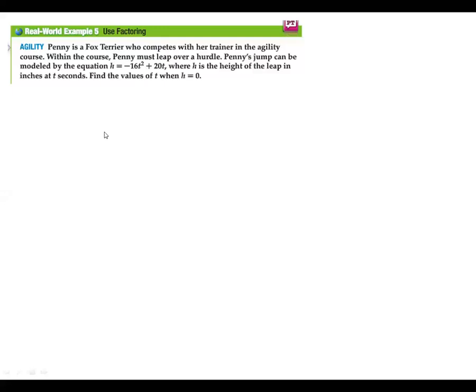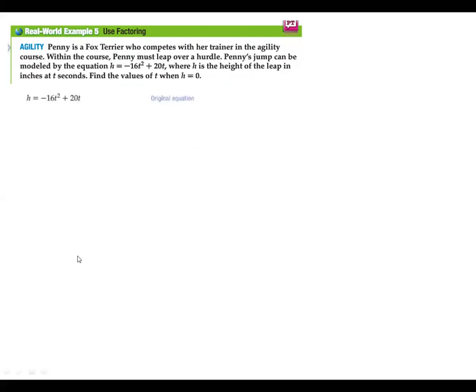All right. So Penny is a fox terrier who competes with her trainer in the agility course. Within the course, Penny must leap over a hurdle. Penny's jump can be modeled by the equation h equals negative 16t squared plus 20t, where h is the height of the leap in inches at t seconds. Find the values of t when h is 0.